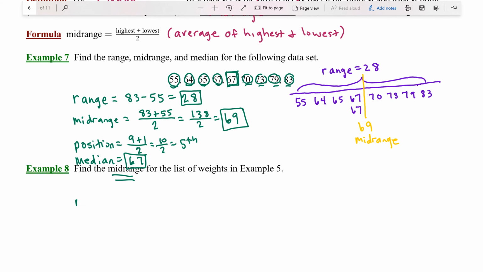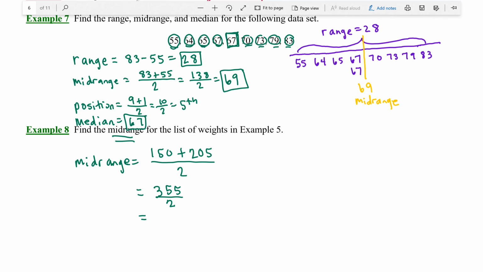So the mid-range will be 150 plus 205 divided by 2. So calculating, we have 355 divided by 2, which gives us 177.5 pounds. So that's the center of the range. It takes the range and divides it in two.